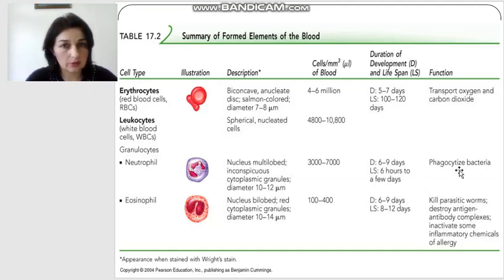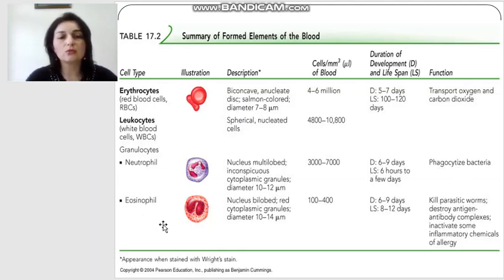Main function is the phagocytosing of bacteria, because on their surface they have Fc receptors for antibodies and complement proteins. They will assist these cells to perform the phagocytosing functions.